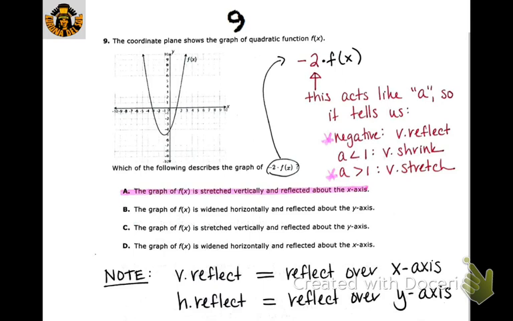All right, we've done a lot of these where we have a little number that's on the outside. This would be like on the outside of the parentheses, if you will. So the 2 is going to vertically stretch it, and the negative sign is going to reflect it about the x-axis.